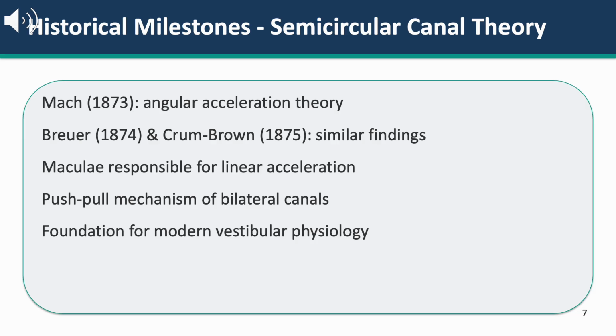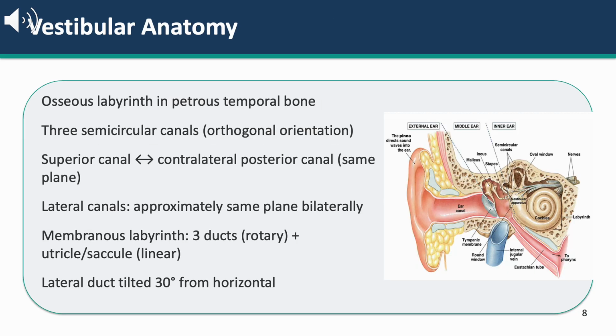Section 3, Anatomy, Slide 8. The osseous labyrinth housing the vestibular receptors lies in the petrous temporal bone, with the three semicircular canals on each side oriented roughly orthogonally to one another. The superior canal on one side is in approximately the same plane as the posterior canal on the opposite side, and the lateral or horizontal canals are in approximately the same plane bilaterally.